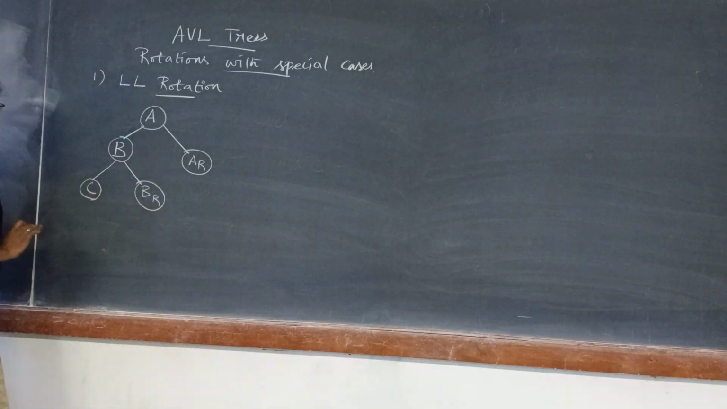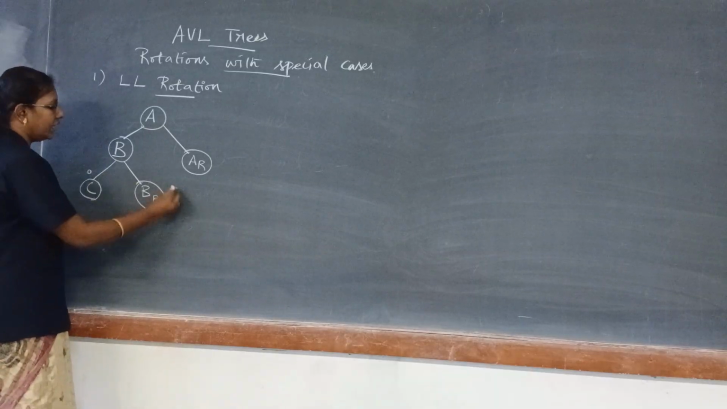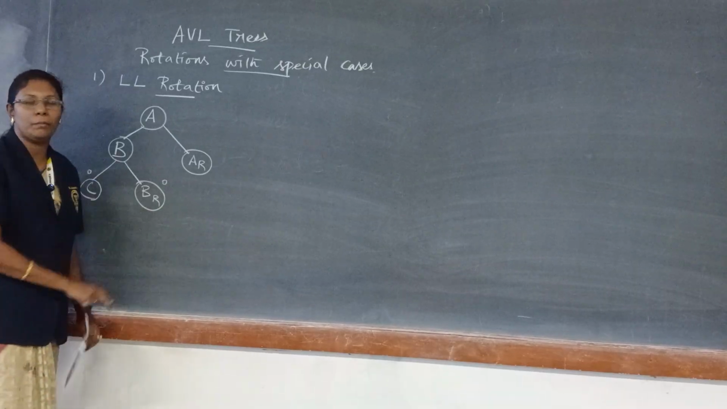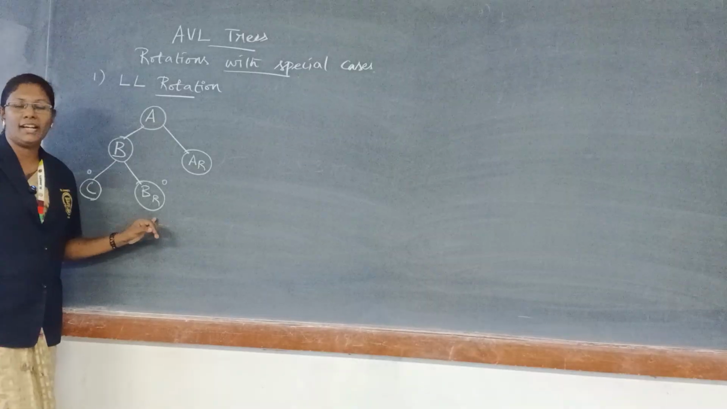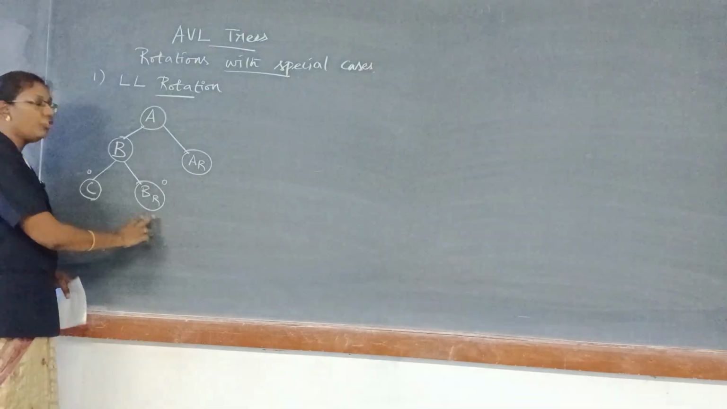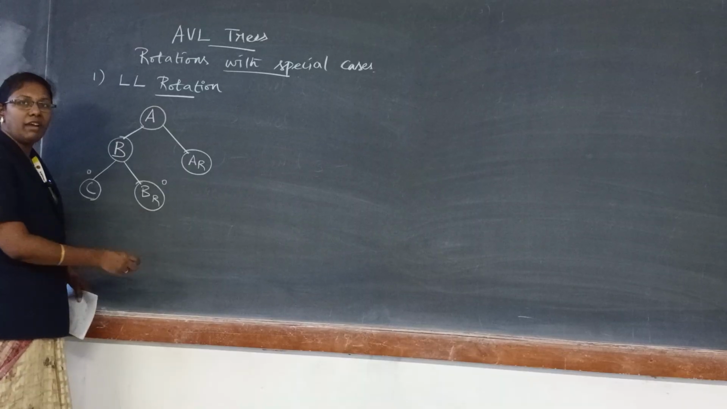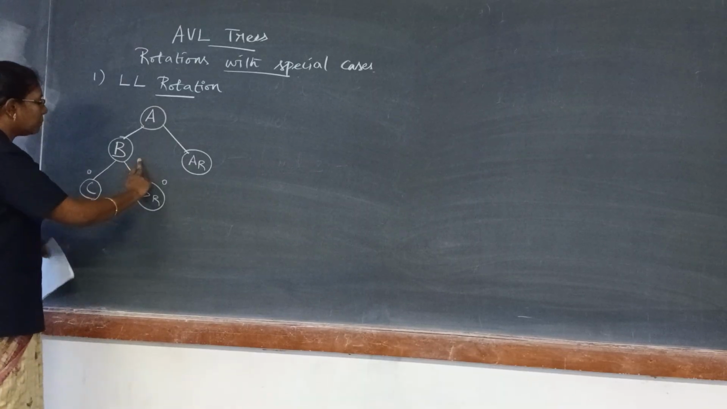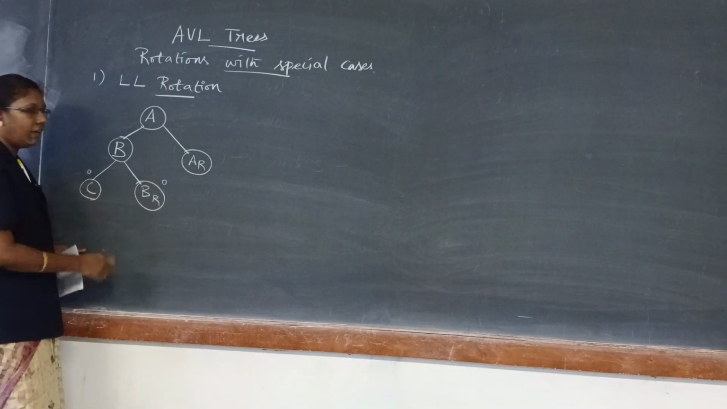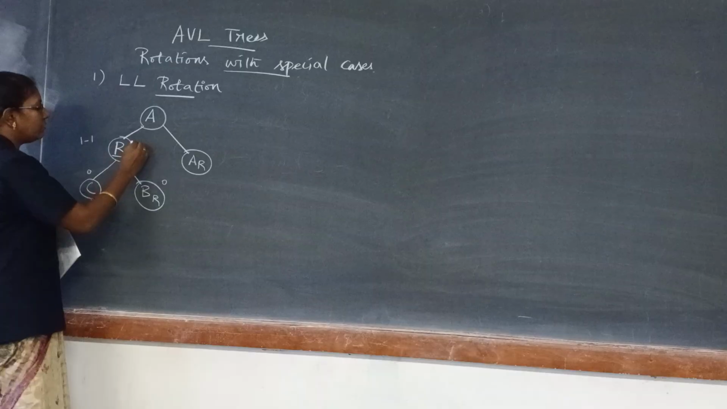Now calculate the balance factor for these nodes. Here this is 0 and this is 0. I am taking the balance factor as 0 because C and the right child of B are leaf nodes. If we encounter a leaf node, there is no left or right child for these two nodes, that's why the balance factor is 0 here. Coming to this node, the left subtree and the right subtree heights are both 1, so 1 minus 1, the height of the left subtree minus the height of the right subtree, gives 0 here.